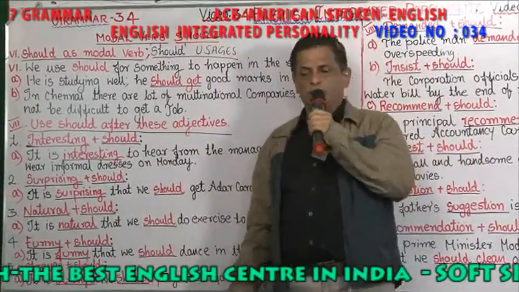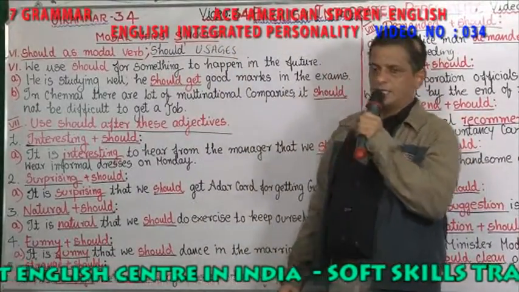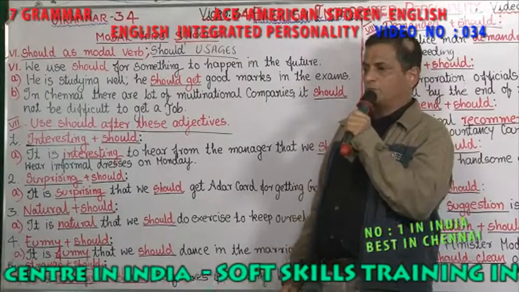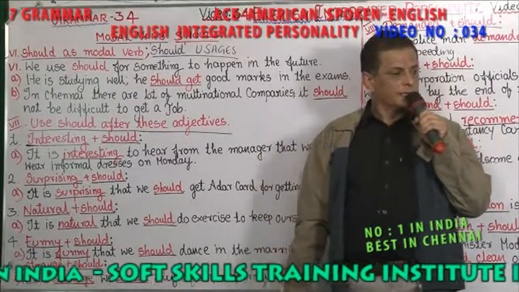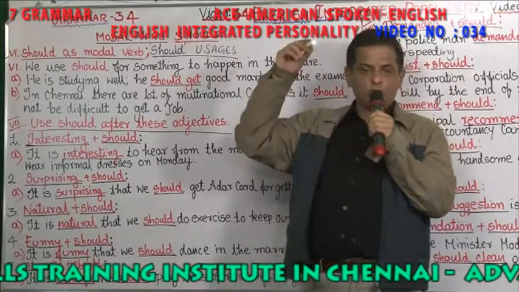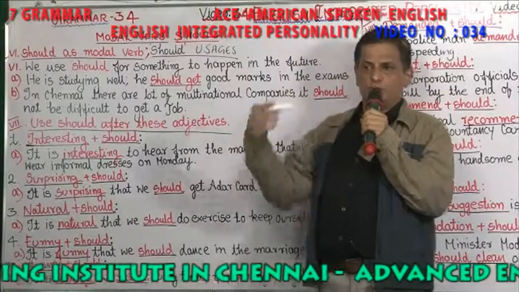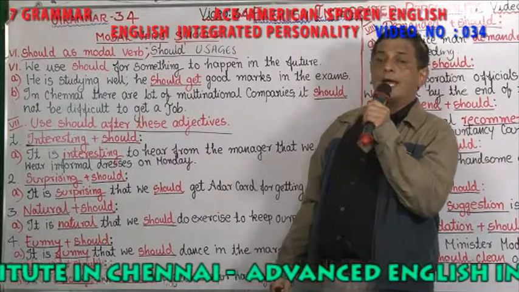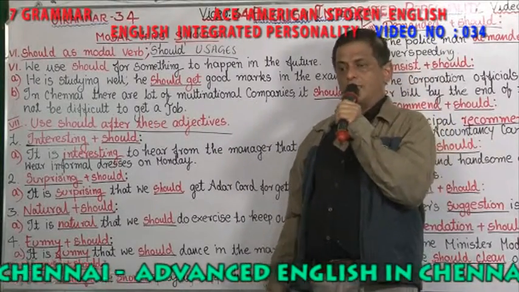Take your book, and we have come to page number 34, video 34, the modal verb should. We have seen articles, prepositions, tenses. Then we have come to the modal verbs. What are the modal verbs? Can, could, should, would, might, must, have to. It says about the mood, it says about the future. It is used with the present tense verb, and it can also be used with the past participle.